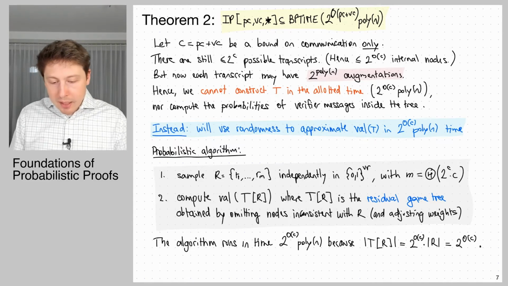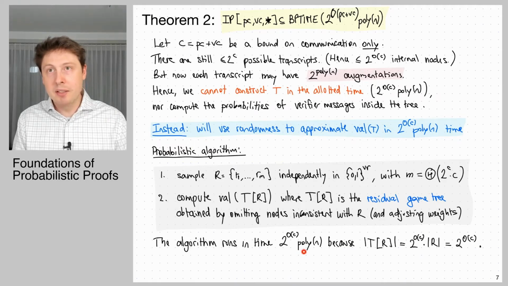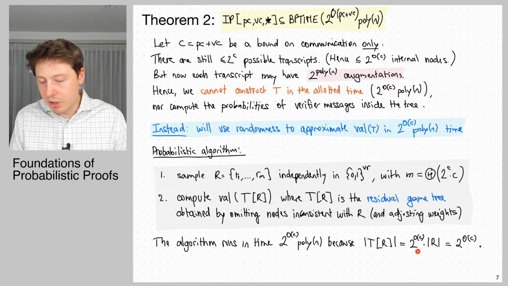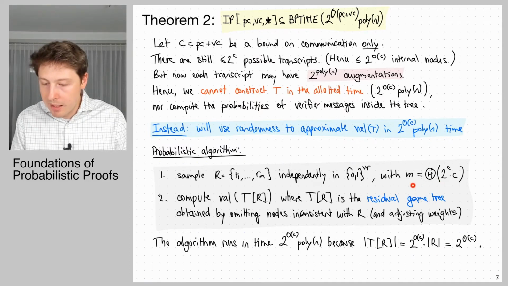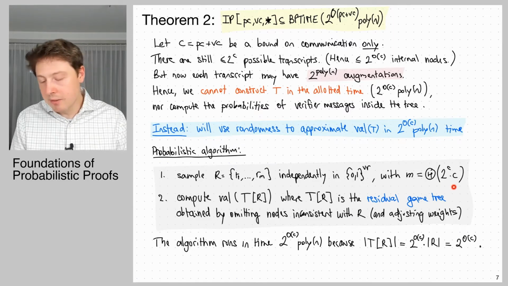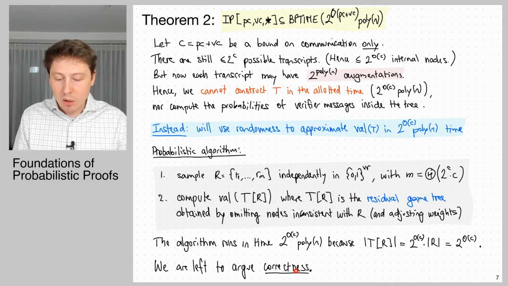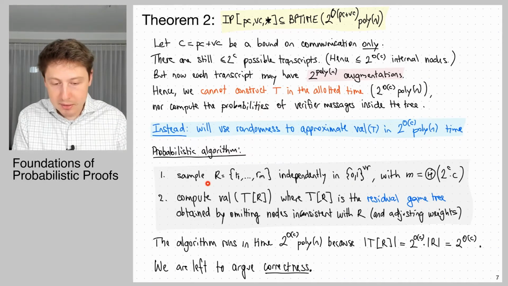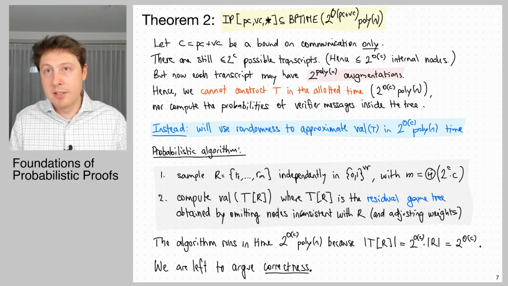And first, let's just see that this algorithm, as described, really does meet our budget of time, because the residual game tree, by definition, has size that is 2 to the order of c times the amount of possible randomnesses, but here I sampled 2 to the c times c randomness, so the entire thing is 2 to the order of c. And so the only question is, why does this algorithm work? It clearly is probabilistic, and it clearly runs in the amount of time. We just need to show why it works.